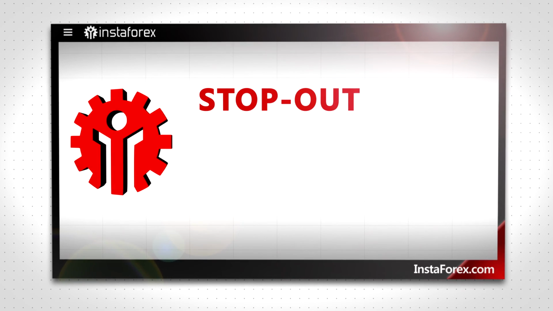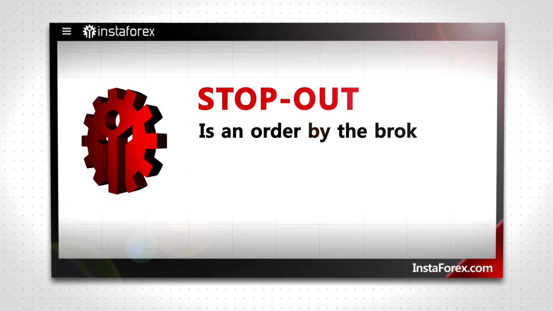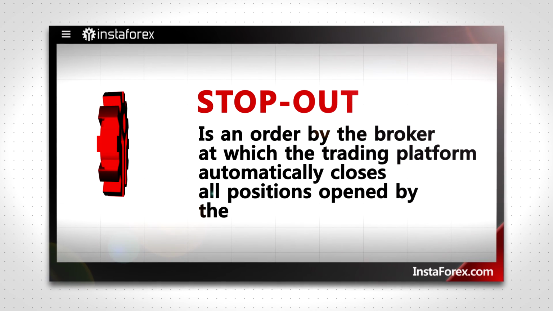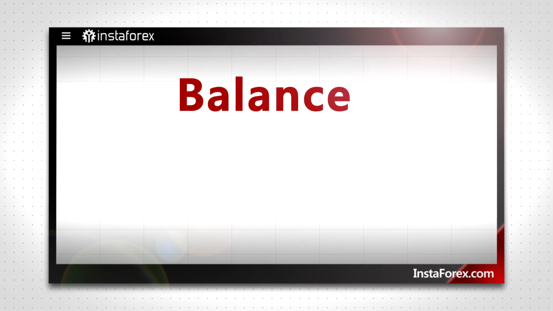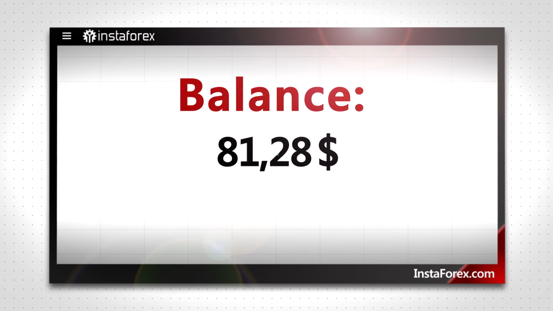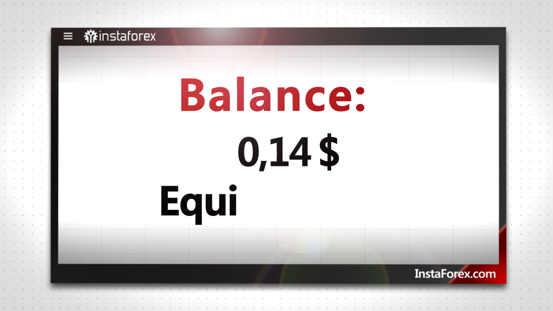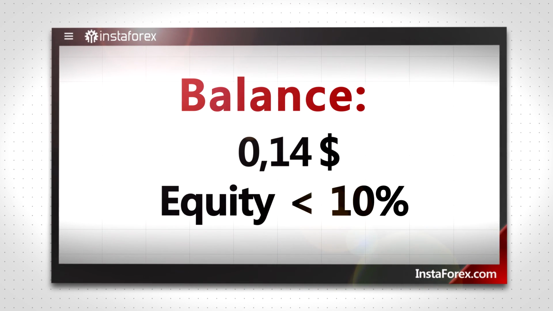Stop out is an order by the broker at which the trading platform automatically closes all positions opened by the trader. This level is used to prevent further losses exceeding the size of margin and the amount of funds available on a trading account. As a rule, brokers set a stop out level at 10%.